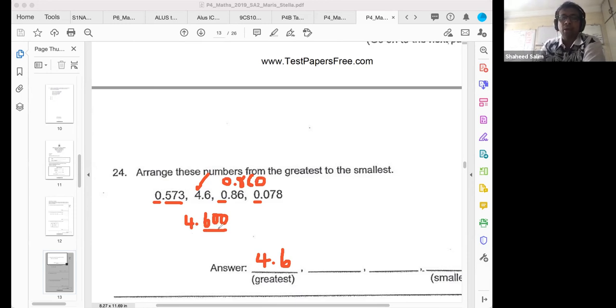The next one, according to Miss Auni, is 0.86. Yes, it's correct. Look, Naomi, this one has a 0 down here. This one is like 78 only, you know. So 860. So it's 860 first. Then 573. So your second one, Naomi, you got to check. And the last one is 0.074.